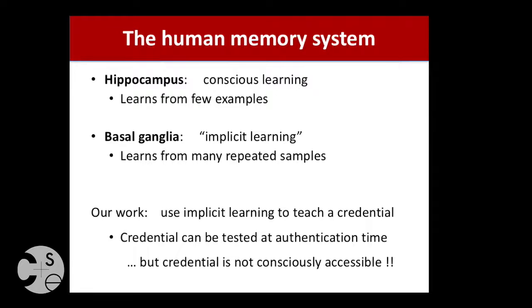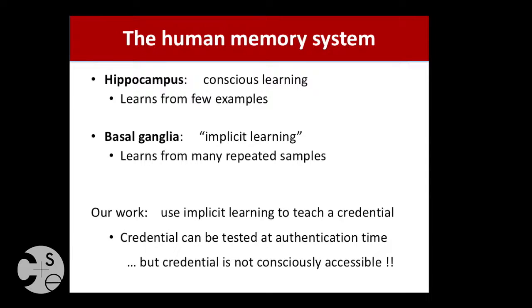So the interesting thing is, knowledge in the hippocampus is consciously accessible to us. Knowledge in the basal ganglia is not consciously accessible to us. Aha, so that's an interesting place where we might try to put an authentication credential. What we were trying to do is use this technique called implicit learning, where we can train the basal ganglia to know something in a way that the hippocampus doesn't pick it up. So we give lots of examples over and over. The basal ganglia picks up the pattern and learns it, but the hippocampus cannot.